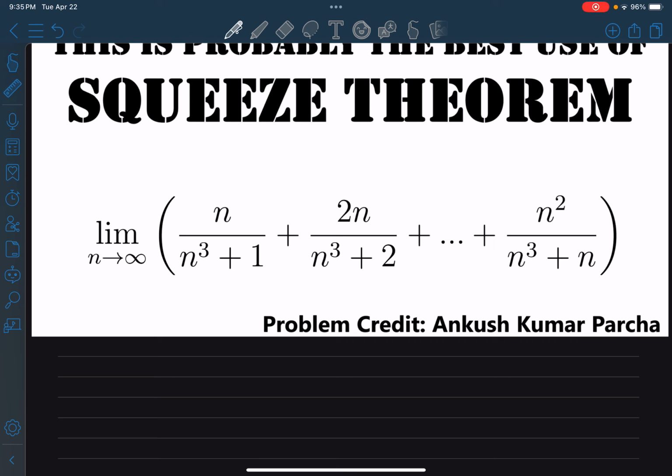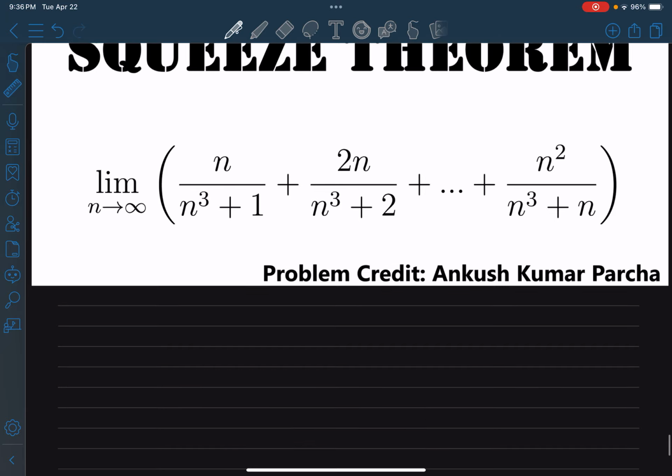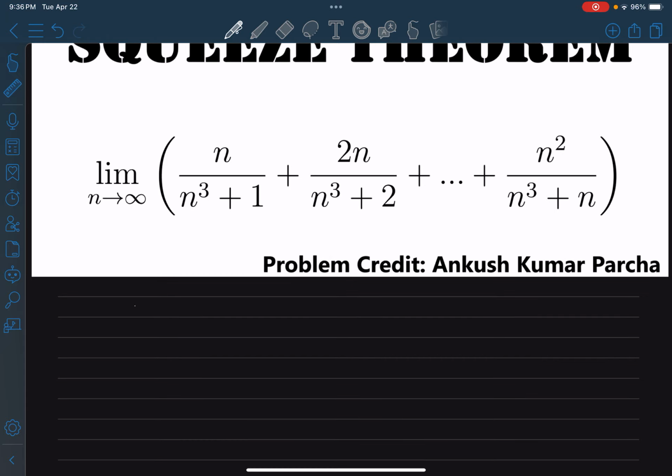Looking at the denominators, there are these numbers 1, 2 up to n along with n cubed. You might feel that those are insignificant because n is going to infinity, and so n cubed is way bigger. If you just use that logic, you can reach the solution, because you can just ignore those numbers since n cubed is way bigger when n goes to infinity.